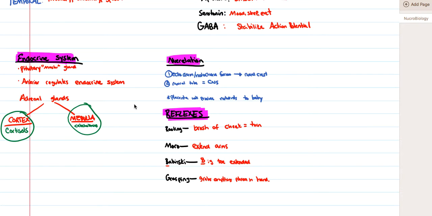Some of the primitive reflexes we've got are the rooting, Moro, Babinski, and grasping. The rooting reflex is when you brush a baby's cheek and it turns towards it, used for breastfeeding. The Moro is the extension of arms, basically in case the baby falls, it will extend its arms and cry. Babinski is the big toe extension when you brush the sole of the foot, and grasping is grabbing onto anything that's placed in the hand.